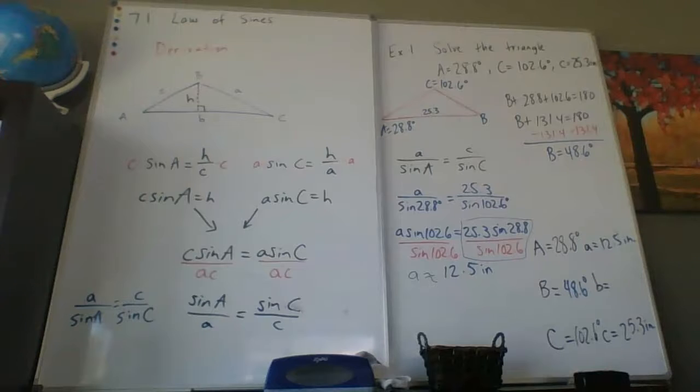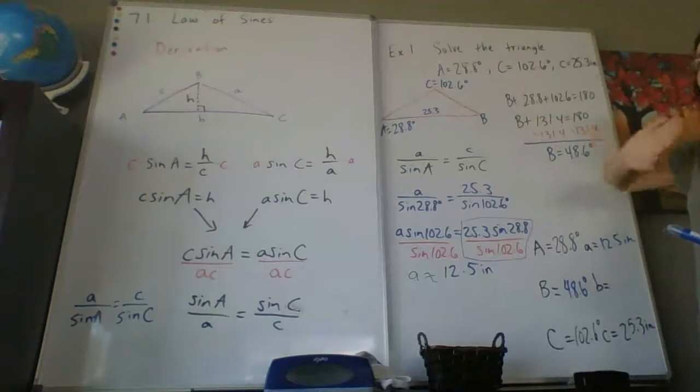Now, it might be tempting to find the third side of this triangle using Pythagorean theorem, but do not do that. You could pause and try and figure out why not, but the reason why we cannot use Pythagorean theorem is this is not a right triangle, so Pythagorean theorem does not apply.